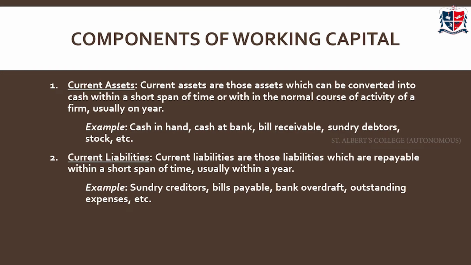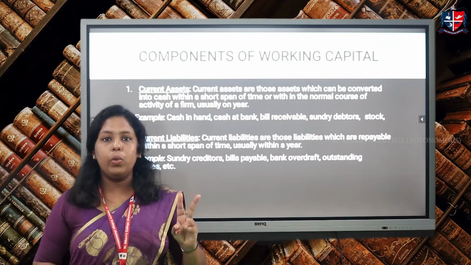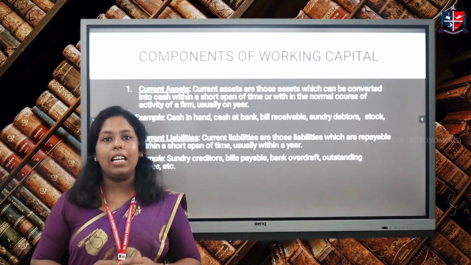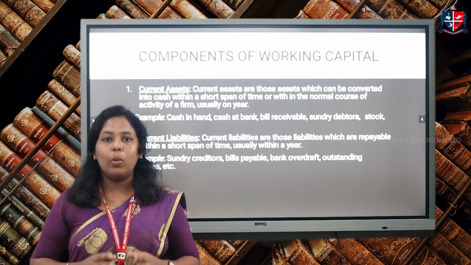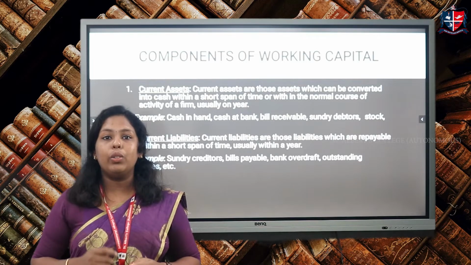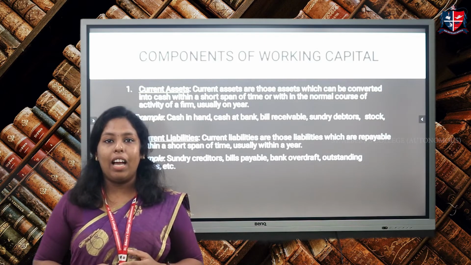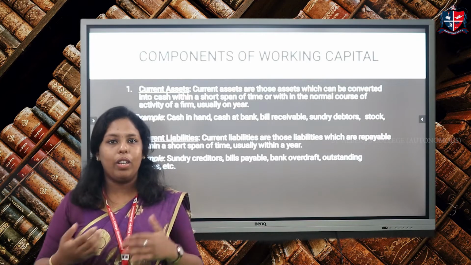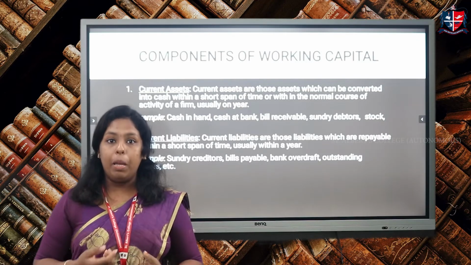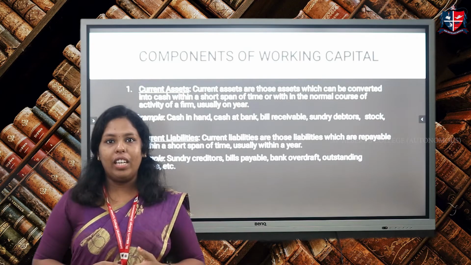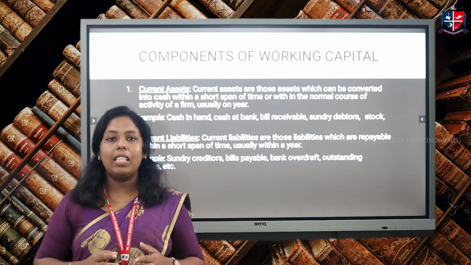Next, we will be looking at the components of working capital. Working capital comprises two main components, current assets and current liabilities. Current assets are those assets which could be converted into cash within a short span of time, or normally within 1 year. Examples for current assets could be cash in hand, cash at bank, sundry debtors, bills receivable, stock which may consist of stock of raw materials, stock of work in progress, stock of finished goods, prepaid expenses, accrued income, etc. The second component is current liabilities.